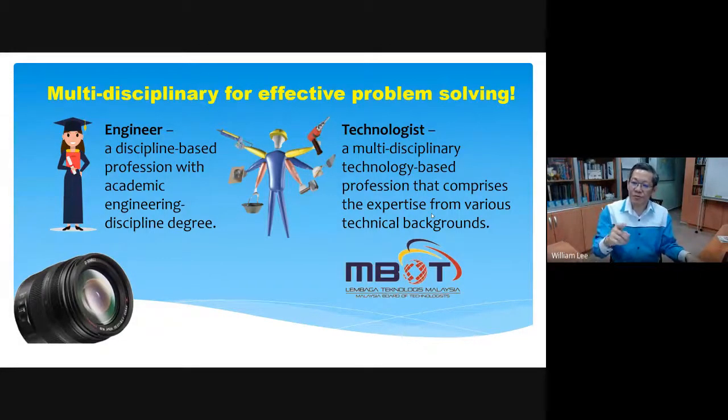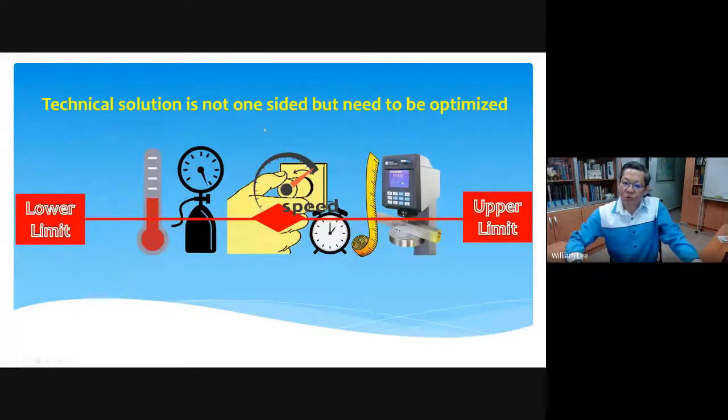And remember, the overall manufacturing quality and productivity does not depend on a single factor. It depends on all these 5M. They must bring them together in order to achieve the final quality and the productivity. And also remember, technical solution is not always one-sided.